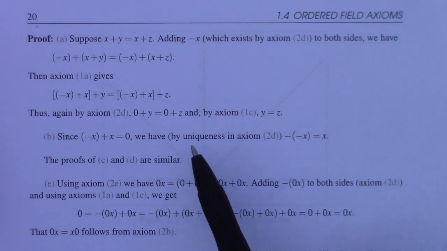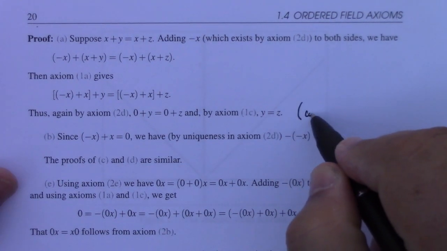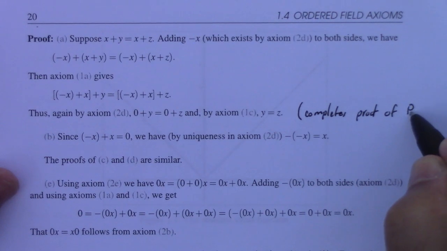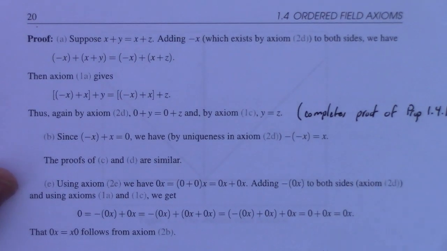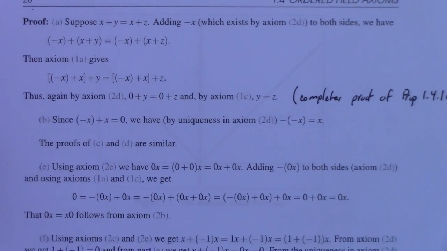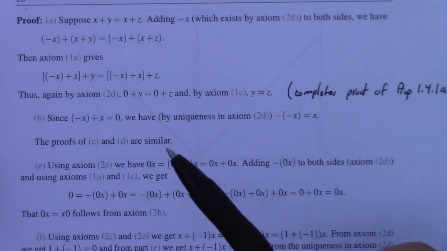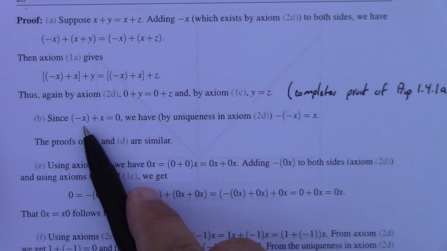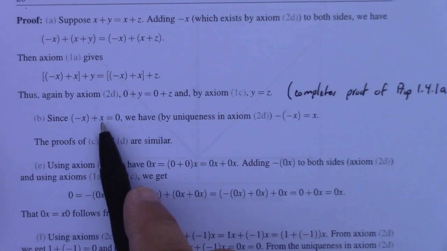So that completes the proof of part A, 1.4.1a. And so moving on here, to prove part B, they point out, there are 3 authors, right? Minus x plus x equals 0, that means that by the uniqueness of the additive inverse, it must be that the negative of minus x is equal to x. See, because when I add that to that, I get 0. That means that the negative of this is that.